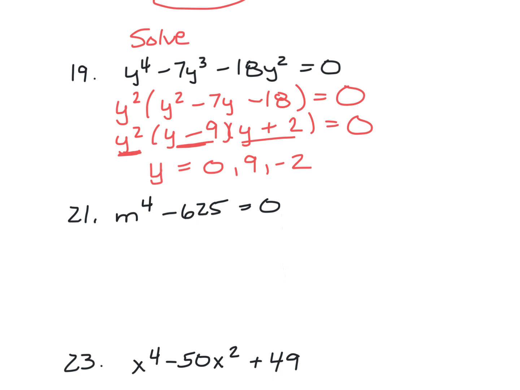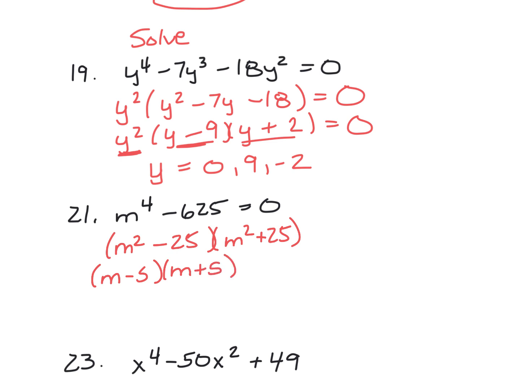Number 21, this potentially looks like it could be difference of squares. I think 25 times 25 is 625. So difference of squares, I would have m squared and m squared. I'd have -25 and +25. And then this first factor, m squared minus 25, is also a difference of squares. So that would be m minus 5 and m plus 5. And sum of squares, we cannot factor. So this is factored as completely as we can.